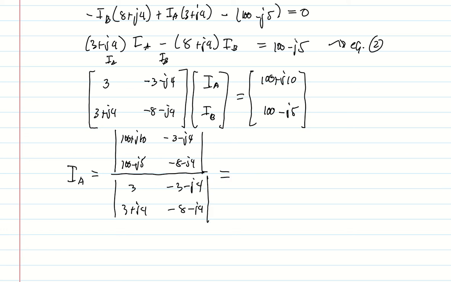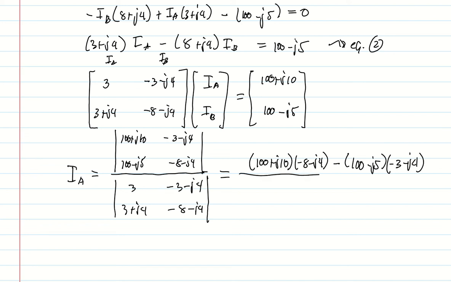And you're going to solve for the determinants here. So for the first numerator, this is just equal to 100 plus j10, you multiply it with negative 8 minus j4. Then we subtract: downward, upward, positive. 100 minus j5, multiply it with negative 3 minus j4. And that's our numerator. For the denominator, we repeat the process. So this will be 3 times negative 8 minus j4, then we subtract 3 plus j4 multiplied by negative 3 minus j4.